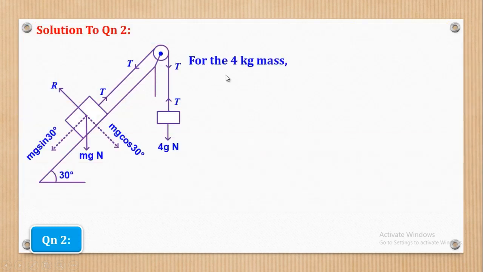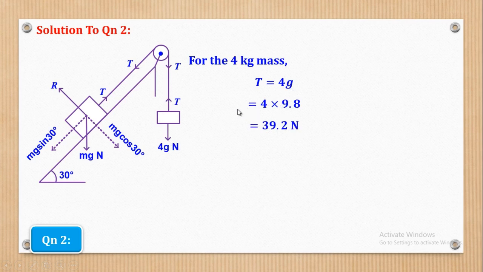So we shall begin with the 4 kilogram mass. For the 4 kilogram mass, when I resolve vertically, T is equal to 4g. I know that g is equal to 9.8, so when I substitute, I come up with T being equal to 39.2 newtons.